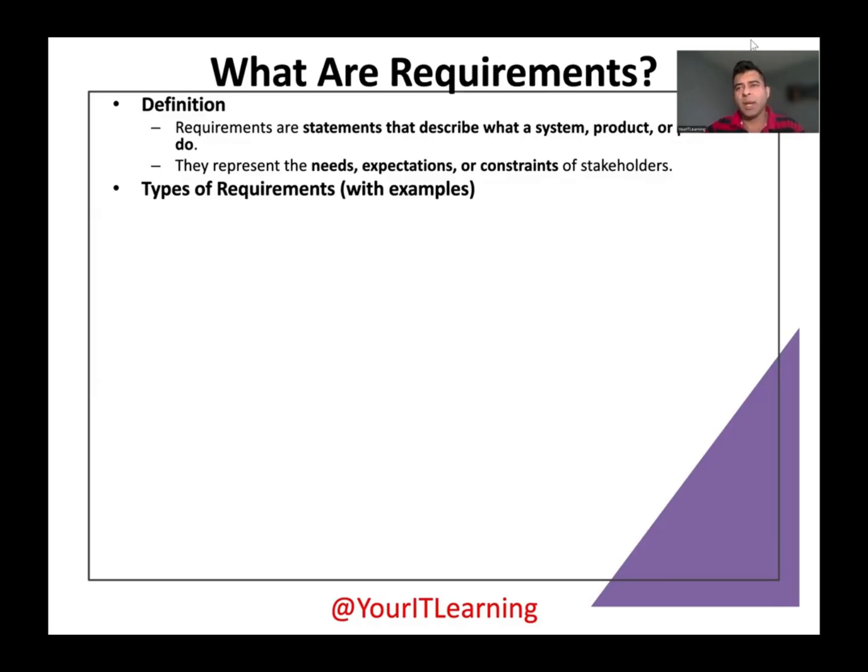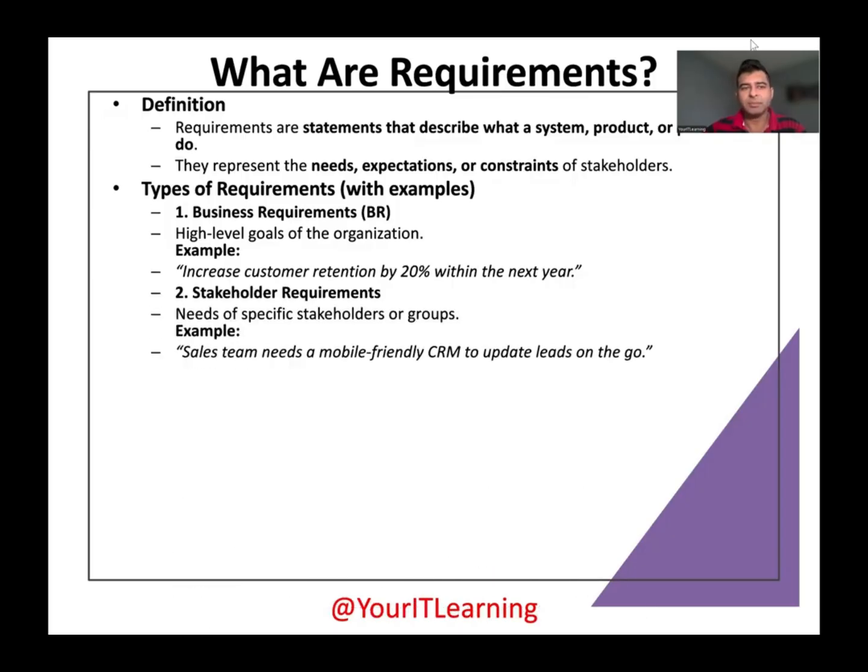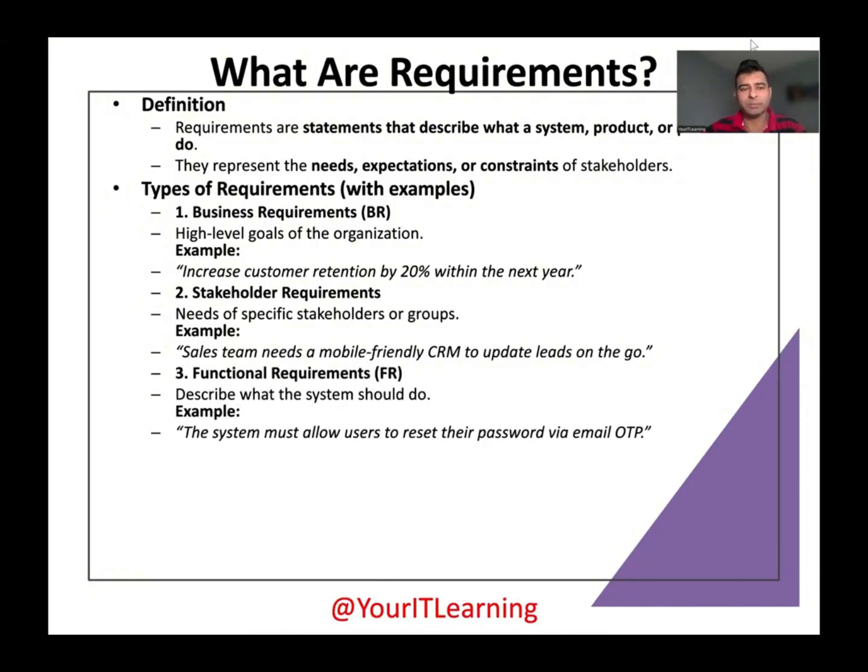What are the types of requirements with examples? Business requirement, for which we have business requirement documents. So these are high level goals of the organization. For example, increase customer retention by 20% within the next year. Stakeholder requirements, the needs of specific stakeholders or groups. So what are the needs of the stakeholders who are asking you to build something? For example, the sales team needs a mobile friendly CRM tool to update leads on the go.